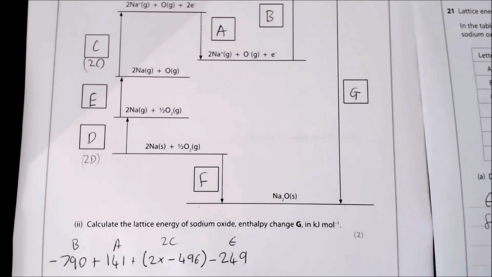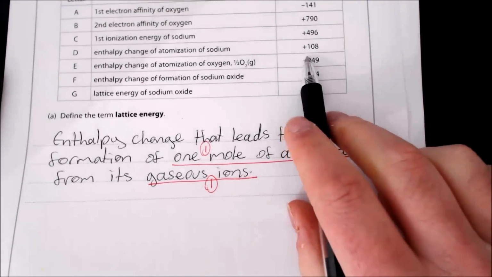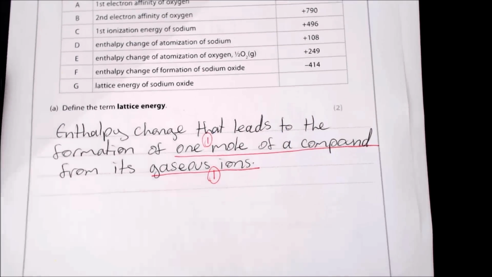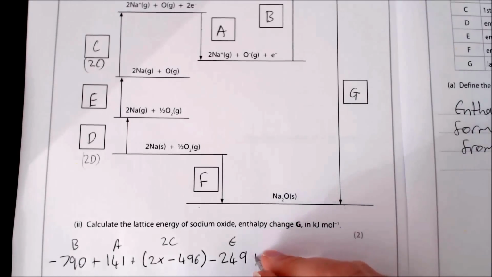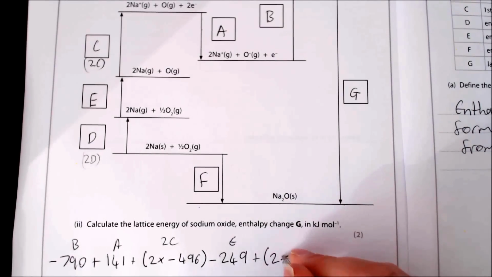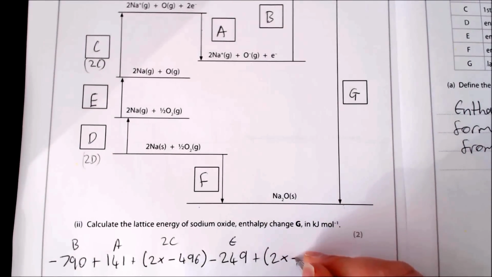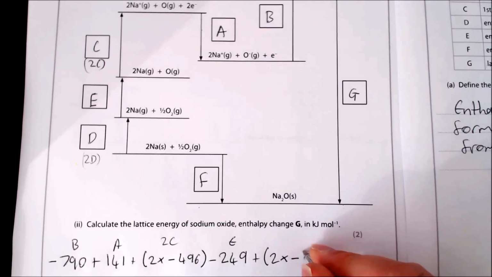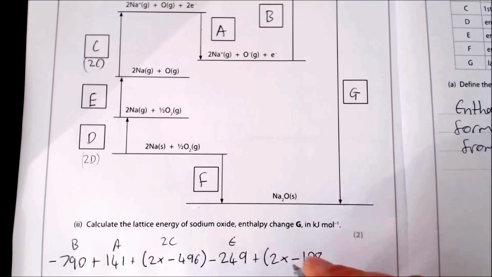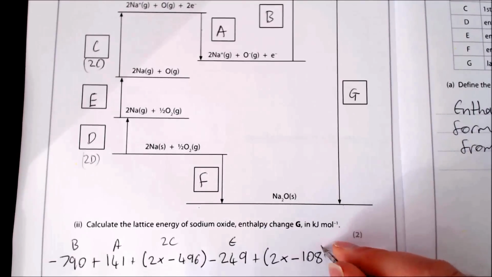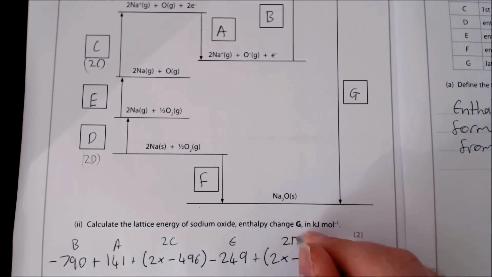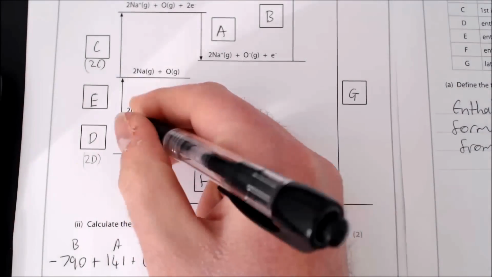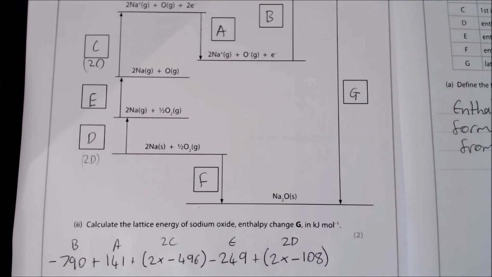And then we've got D. So D is plus 108. We've got 2 of them. And we're going against the arrow, so that's going to be minus 218. So 2 times minus 108. So we've got 2 of them. And this one we said was 2D. 2 lots of D. Remember, we're doubling it because we have 2 atomizations there.